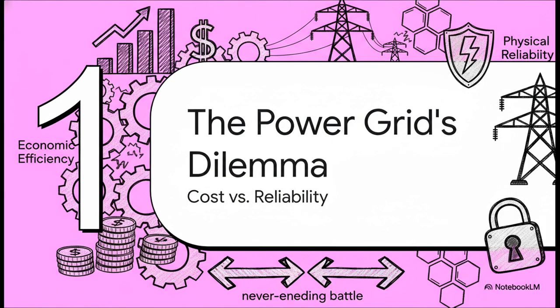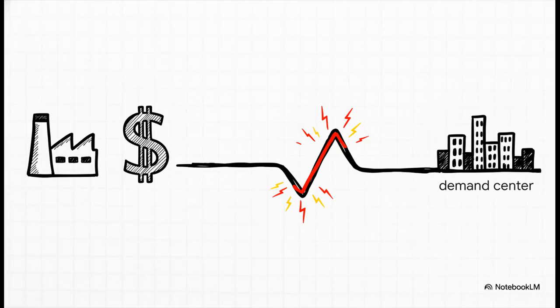So first up, let's really get our heads around the fundamental problem here, this never-ending battle between keeping costs low and keeping the grid reliable. I mean, think about it. The cheapest power plant might be hundreds of miles away from where you live. Sending all of its power across the grid could be the most economical choice, but what if the transmission lines in between just can't handle that much electricity? That's the central challenge right there.